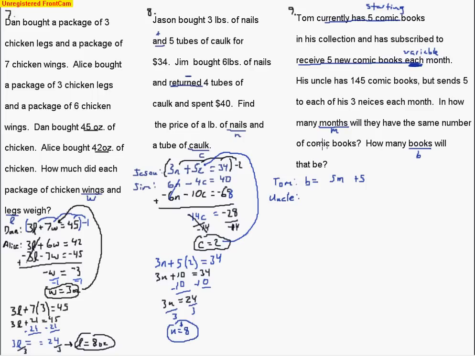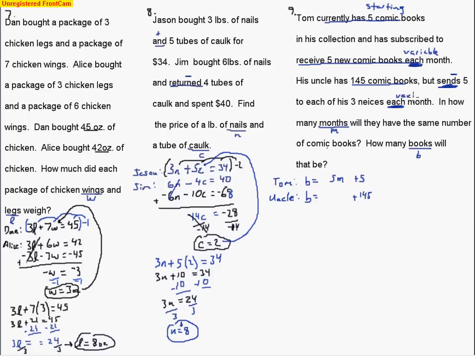Let's take a look at his uncle. His uncle has 145 books. That's what he starts with. So his amount of books at the end of the number of months, b, equals, well, he starts with 145. And he sends, that tells me it's going to be a negative, 5 to each of his 3 nieces. And he does this each month, so that tells me that's my variable amount.